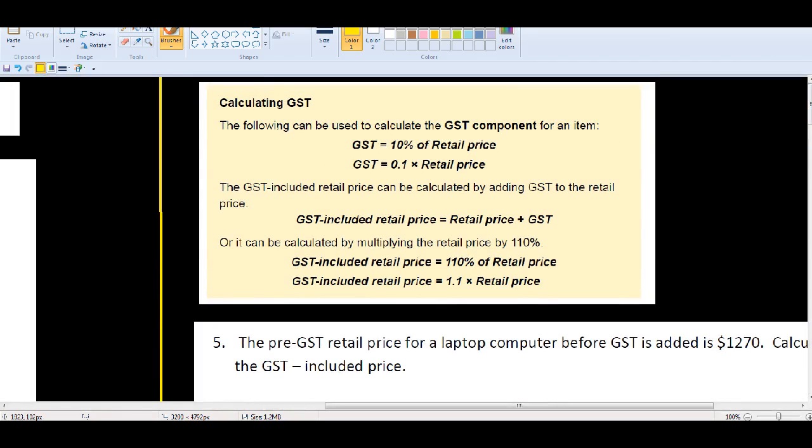Okay, so we give you a very short summary. The following can be used to calculate GST components. GST equals 10% times the retail price, or 0.1 times the retail price, meaning the price without GST. All right. And the GST included retail price would be retail price plus GST. So that's what we have done by using the first method. The second method is that GST included retail price equals 110% of the retail price. That means 1.1 or 110% times the retail price.